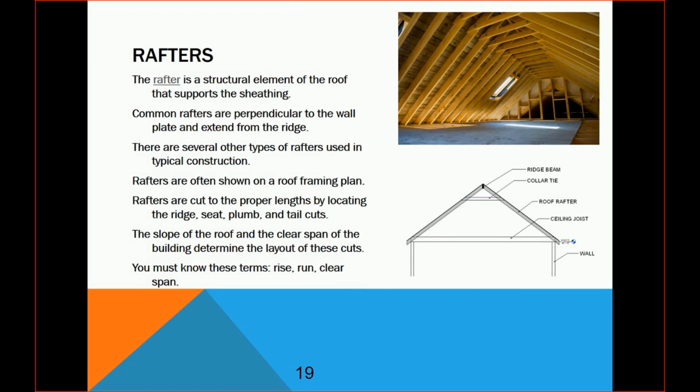Rafters, these all have to be calculated, they have to be cut, and they have to be put together. The rafter is a structural element of the roof that supports the sheathing. Common rafters are perpendicular to the wall plate and extend from the ridge, meaning it goes from the middle down over to the wall. There are several other types of rafters used in typical construction. Rafters are often shown on a roof framing plan. Rafters are cut to the proper lengths by locating the ridge, seat, plumb, and tail cuts. Basically, you have to be very good at math to be able to figure out how to cut the rafters properly.